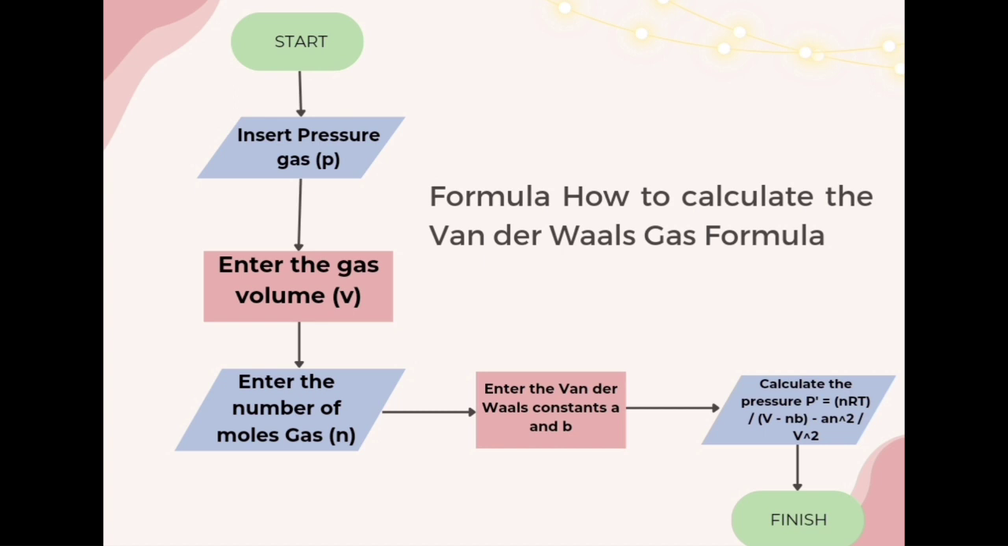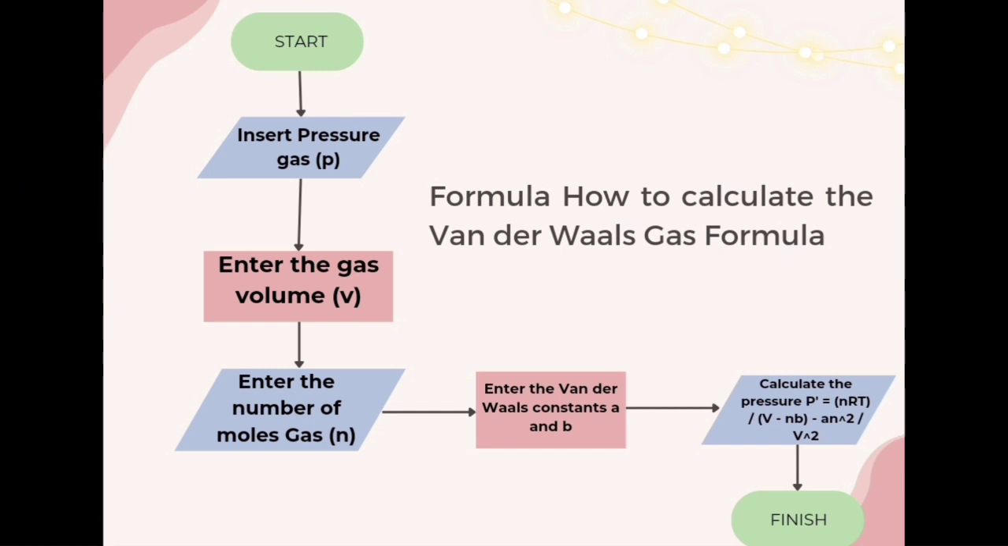The flowchart starts with the start step. The first step is to enter the gas pressure, or P. This pressure is one of the factors that will influence the calculation using the van der Waals gas formula. Next, the second step is to enter the gas volume, or V. Gas volume is also an important factor in calculation using the van der Waals gas formula.